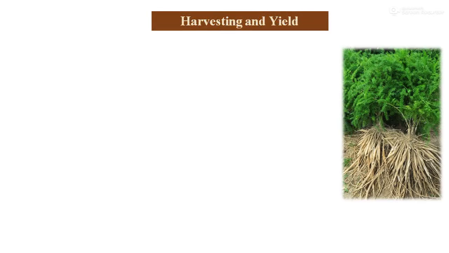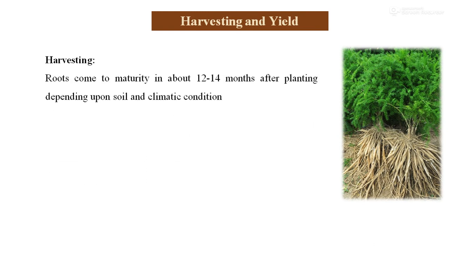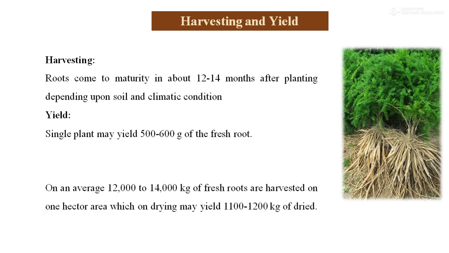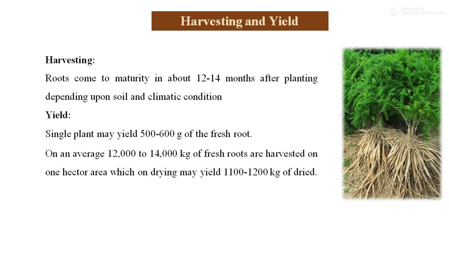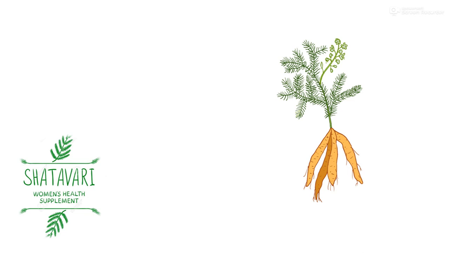Harvesting and the yield. The root comes to maturity in about 12 to 14 months after planting, depending upon the soil condition and the climatic condition too. A single plant may yield 500 to 600 gram of fresh roots. On an average, 12,000 to 14,000 kg of fresh roots are harvested from 1 hectare area, which on drying may yield 1100 to 1200 kg of dried roots.